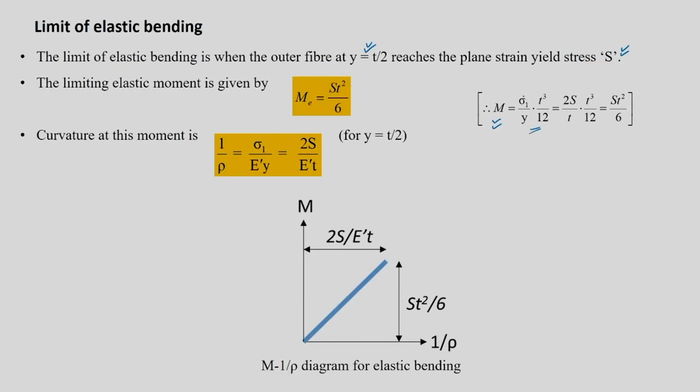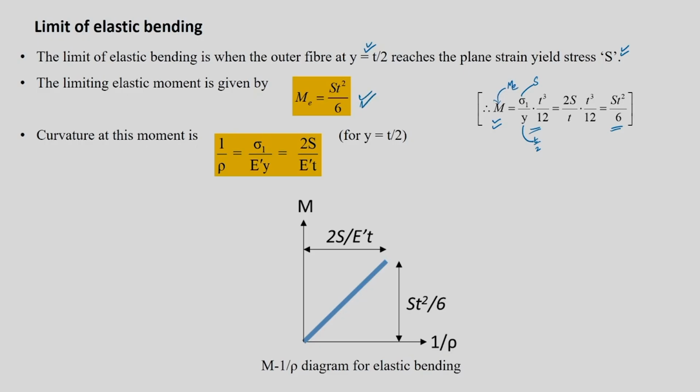So what I am going to do is substitute sigma 1 when y becomes t by 2. That means when y becomes t by 2, sigma 1 becomes S for the limiting case. So I am going to substitute this. 2 will come in the numerator, so 2S by t into t cube by 12, it will be S t square by 6. Since it is a limiting elastic moment, I am going to call this Me. So Me is given by S t square by 6.